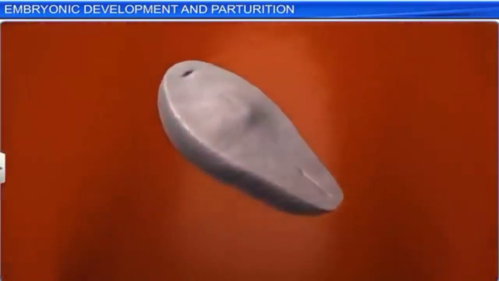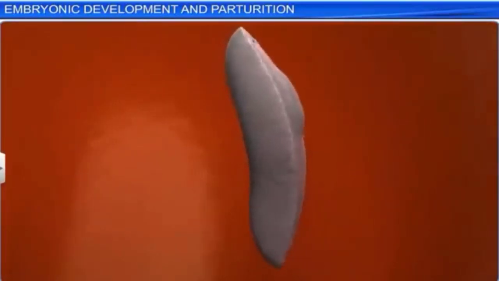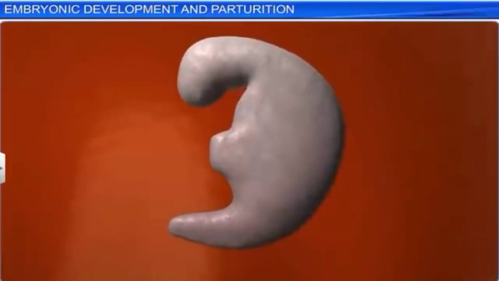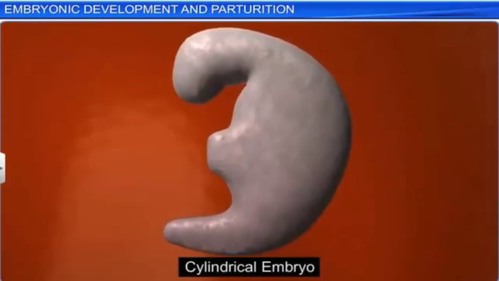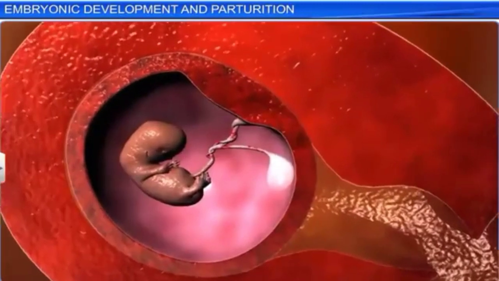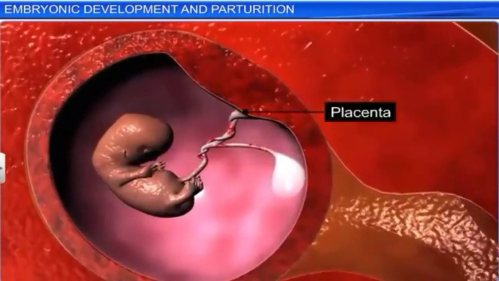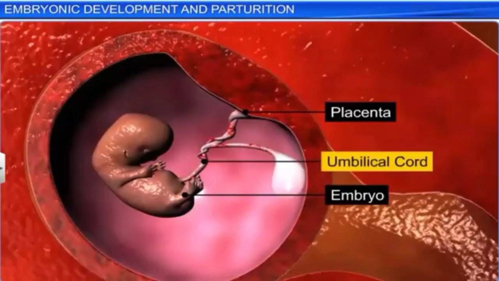As the embryonic disc grows, the cells of one side of the disc grow faster than those on the other side. This causes the disc to roll and form a cylindrical embryo. Initially, this embryo is attached to the placenta, but as it starts to develop, it moves away from the placenta and remains connected to it via an umbilical cord.